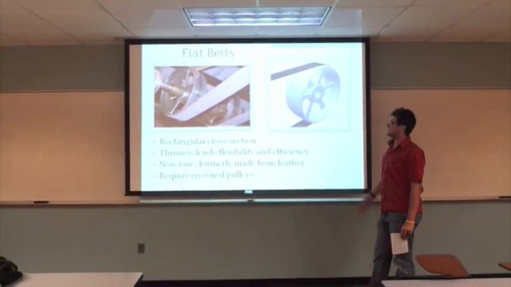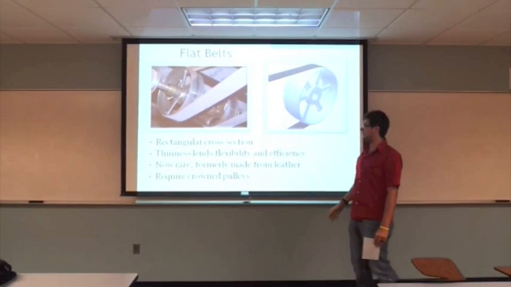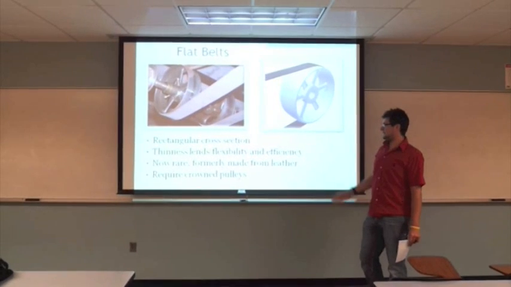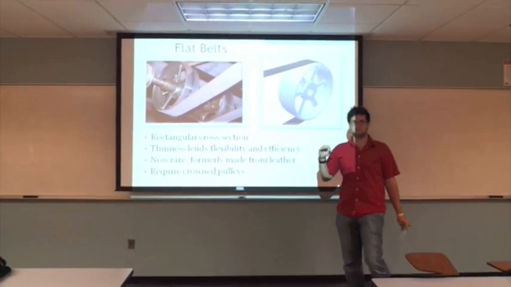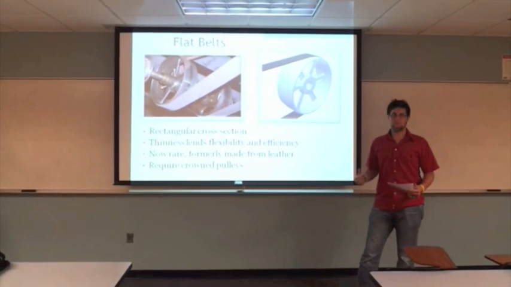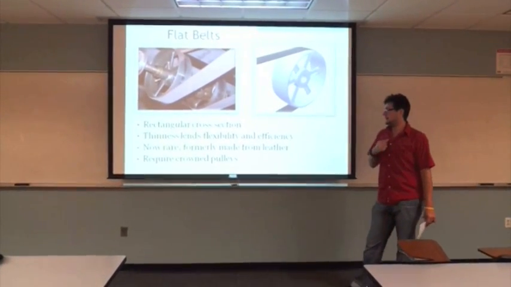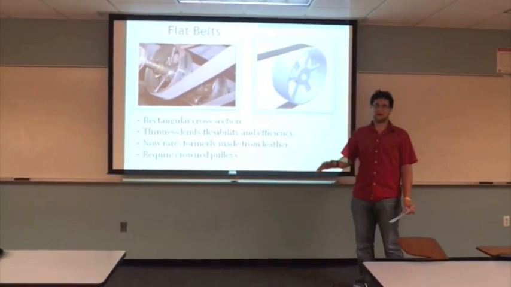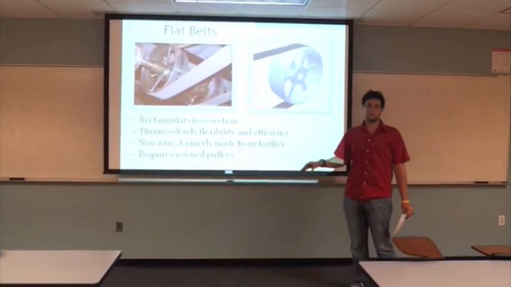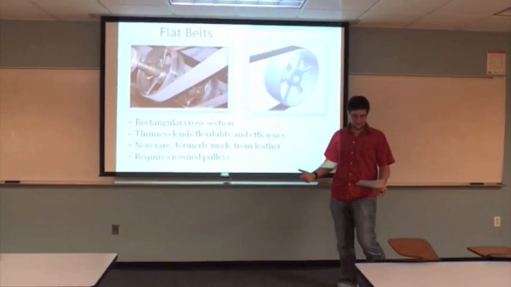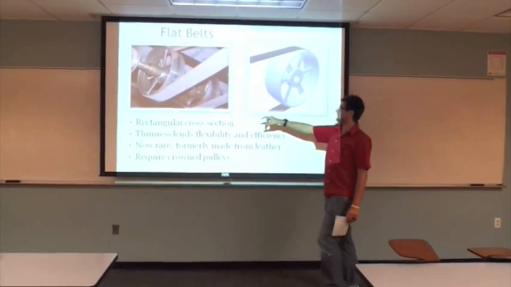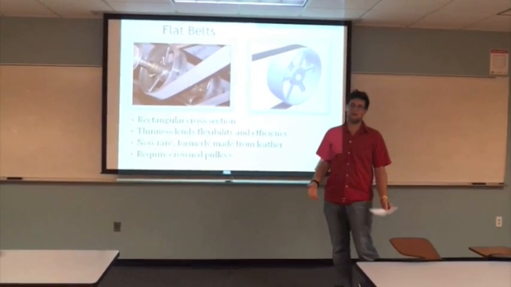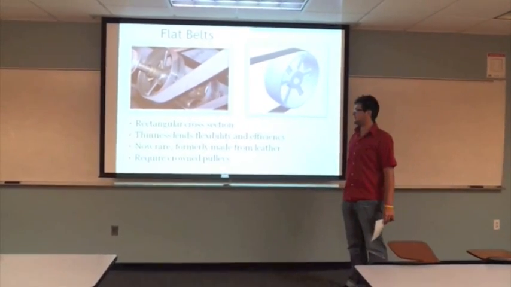Next, here are the flat belts. They have a rectangular cross section, so that is good. The thinness of the belts means the belts will be a little bit more flexible and efficient. They were mainly used in the Industrial Revolution, and they're kind of rare now. They required crown pulleys to be more reliable. As you can see, the belts kind of curve at the end, so the belt won't jump off and things won't happen that you don't want to happen.